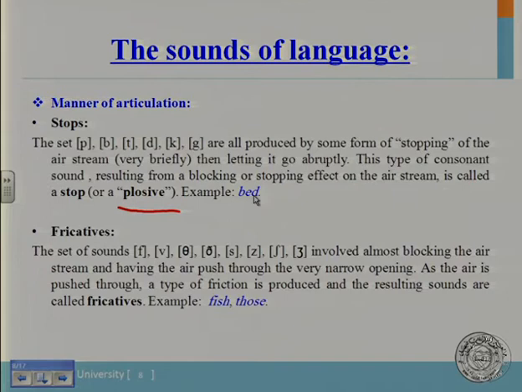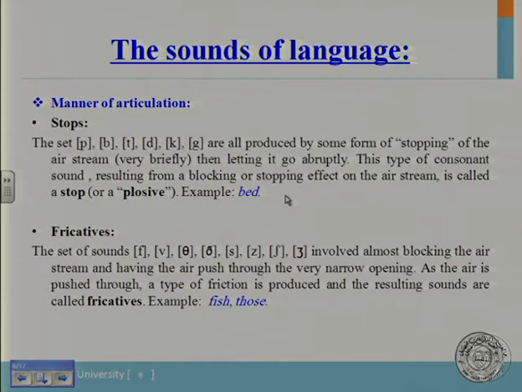An example of this group is bed. Now the first letter b is the same sound of b, and this is a stop sound. The last letter d is the same as the sound d. So these two are examples of the first group, that is stops or plosive sounds.